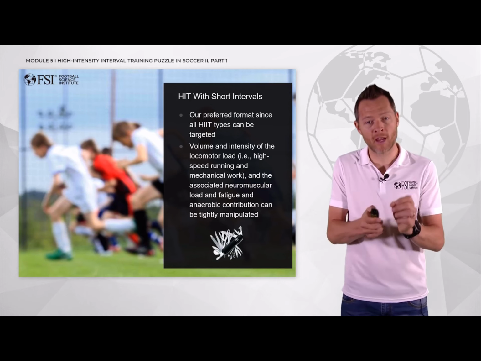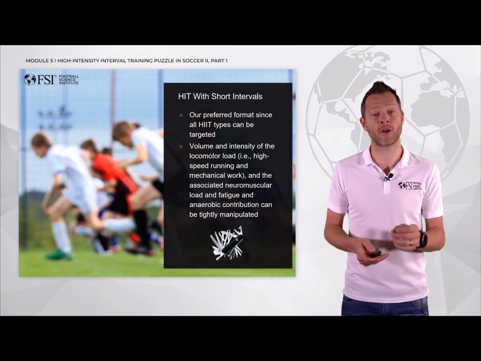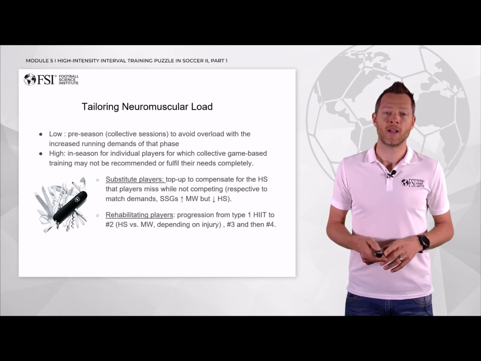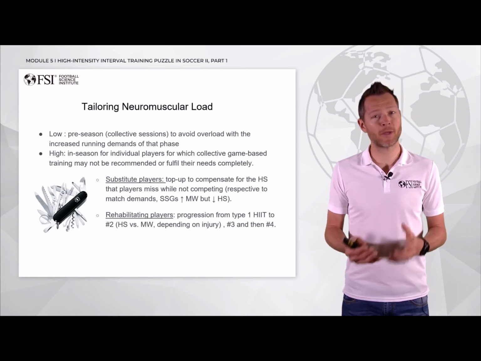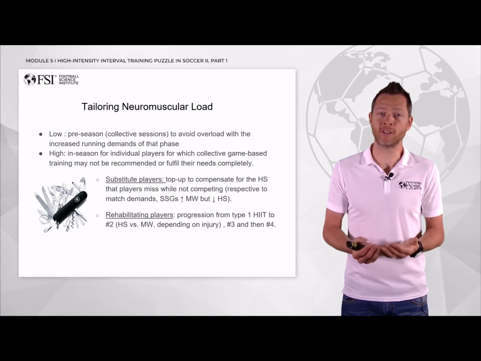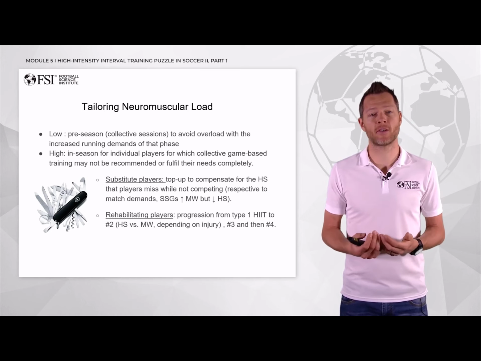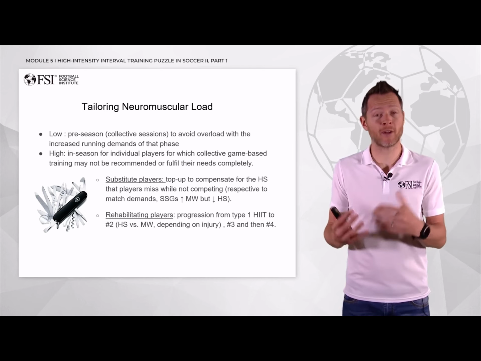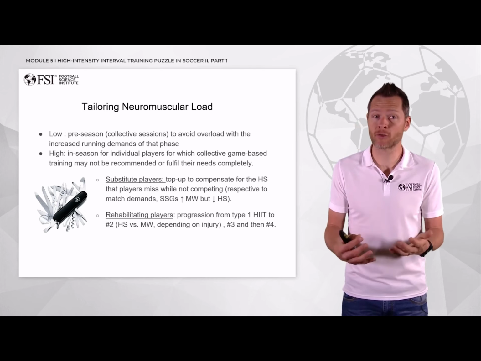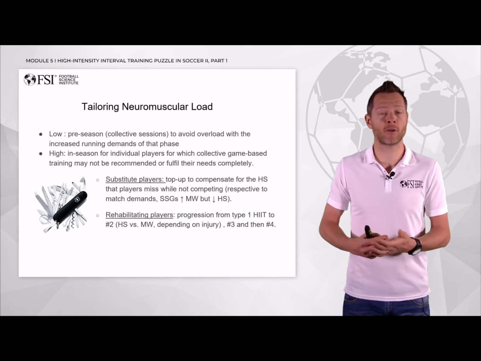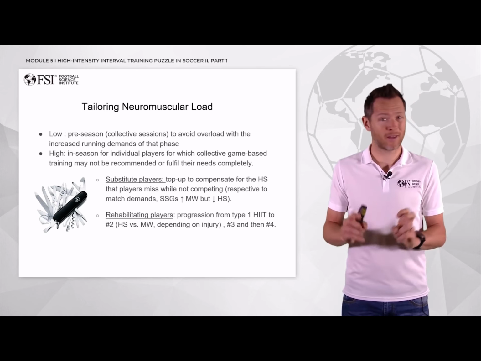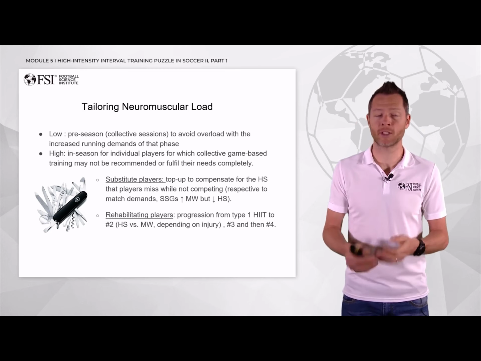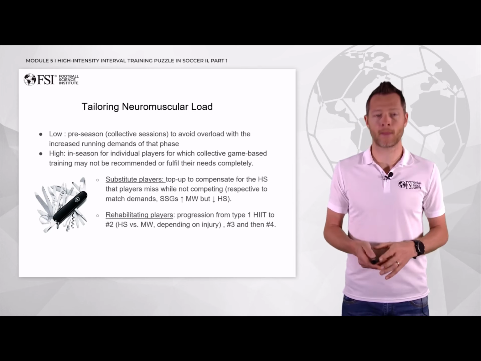So it's very, very easy to tailor the type of neuromuscular demands of interval sessions with short intervals. For example, to be more specific, in pre-season, we would likely decrease the amount of neuromuscular load, just to avoid the overall neuromuscular load that is already high because of the volume of training and the fact that players return to train. So if we could have those sessions more like type 1 or maybe type 3, which, if you remember, are those sessions with low neuromuscular load, that's probably easier for the start of the preseason.